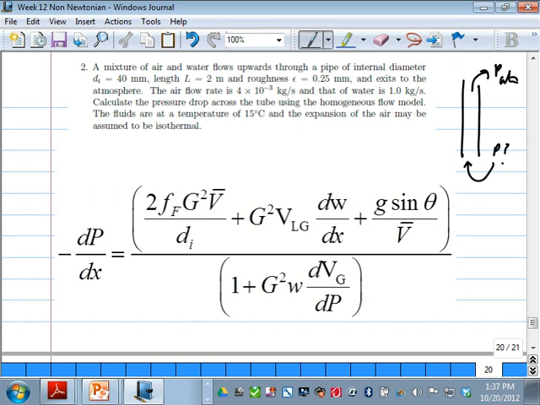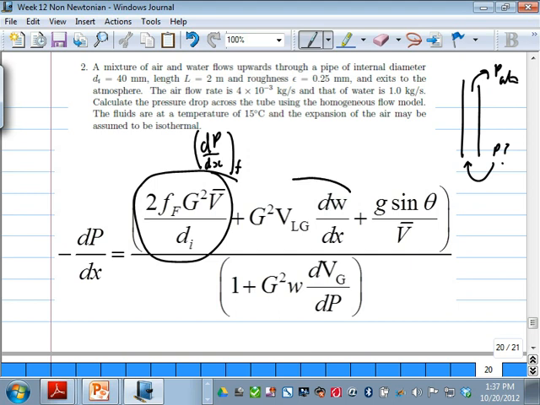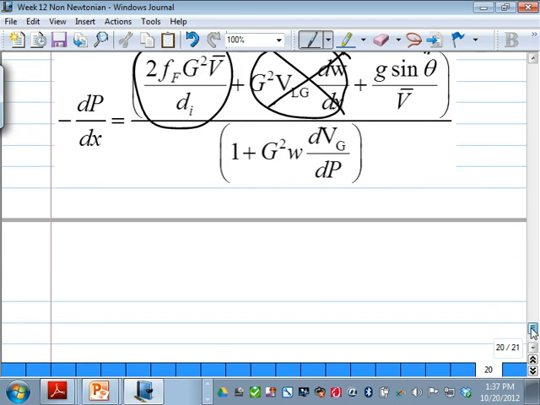We do the simple way first, and then I'll explain how you would do the more complicated way. This term is the dP/dx for friction, which we can calculate separately. This term is 0. This term is no problem: theta is 90 degrees, so sine theta is 1.